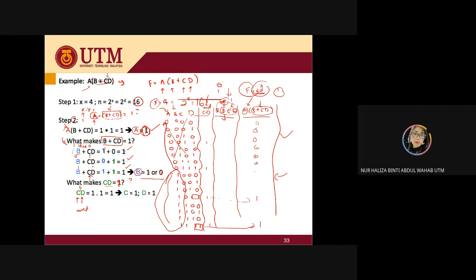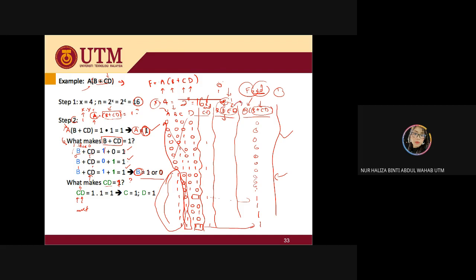So the rest will be 0, 0, 0, 0, 0. Sorry, B over here should be 1 or 0. Where is my 1B? Okay, this is B. So when B is 1, you will get also a 1. So this is your final answer. The rest will be 0.